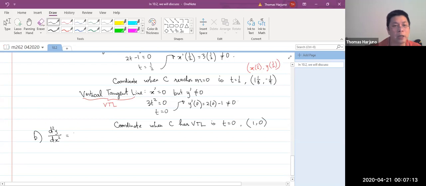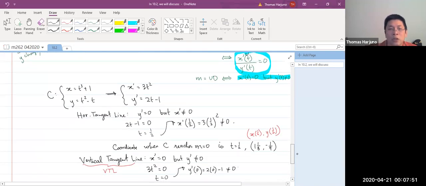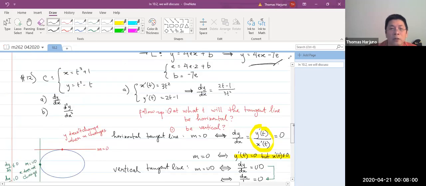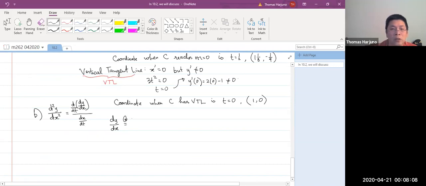Okay, now as we have seen, the second derivative of y with respect to x is the chain rule of the derivative of dy dx with respect to t, divided by dx dt. So let's get that dy dx first, something we get from part A. What's that? Dy dx is 2t minus 1 over 3t squared.